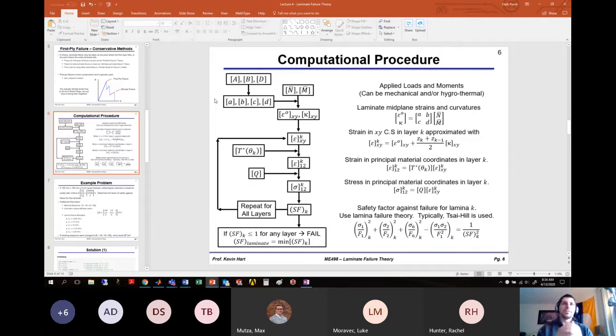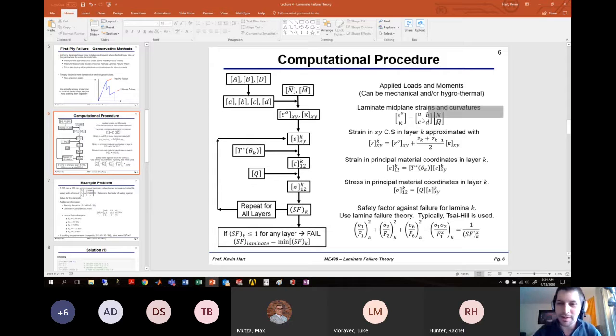All right. Now, I want to go from the applied loads and moments on my laminate. Okay. So I'm going to apply some loads and some moments to my laminate. And ultimately, I want to know, what is my safety factor against failure? So that's where we're starting. That's where we're going. So the general process here is, take the applied loads and the applied moments that you know, and using the laminate compliance matrix, we can determine the laminate strains and curvatures in the XY coordinate system.